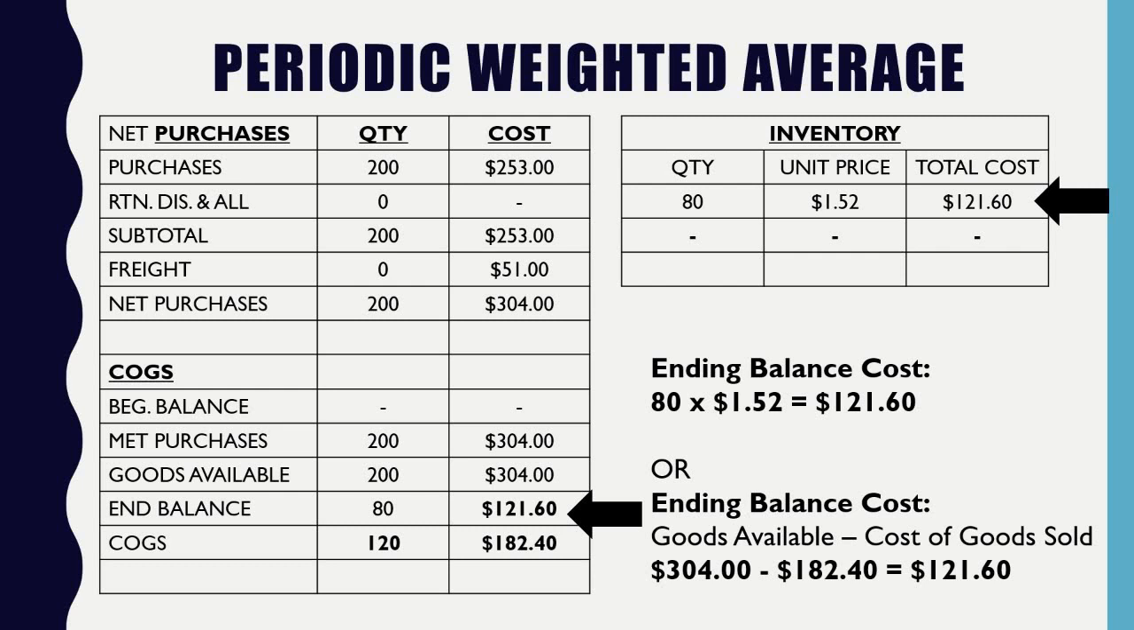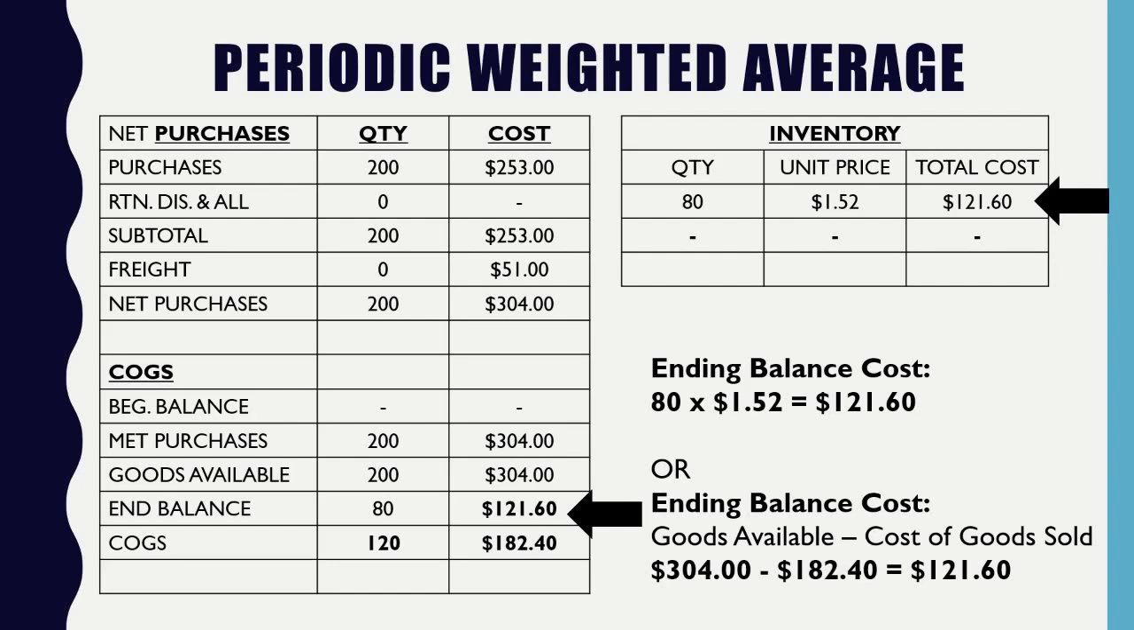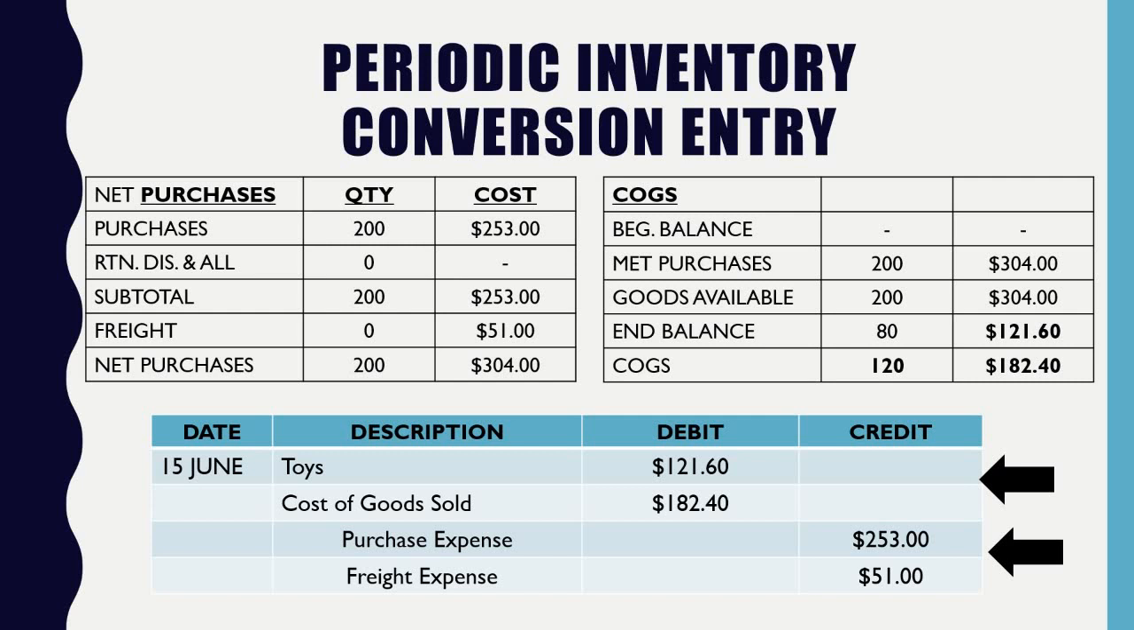Okay. Any questions here? No. Okay. And of course, we're going to do our periodic conversion here, right? This is what we're going to do. We're going to plug in our purchase expense, freight expense, ending inventory, and cost of goods sold. Straightforward. We already solved for it. We just plug it in.